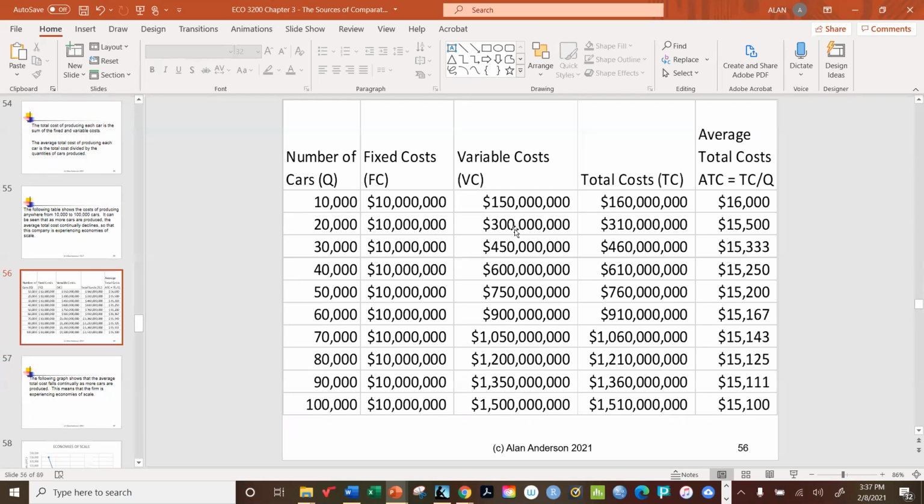And if you notice, for 20,000 cars, the fixed costs haven't changed, but the variable costs have doubled. So every time I add another 10,000 cars, I'm adding $150 million to my variable costs. So these are the two columns, and the total cost is the sum of these two. And if you look at this carefully, you'll see it's growing as we increase the number of cars. But here's the key detail. If I now divide this by Q and come up with an average, what do you see happening to these average costs? What's going on? I'm making more cars here, and what's going on to my average total costs?